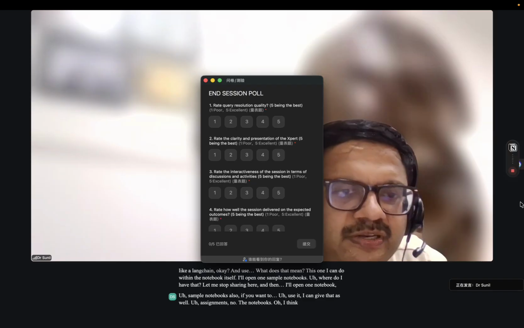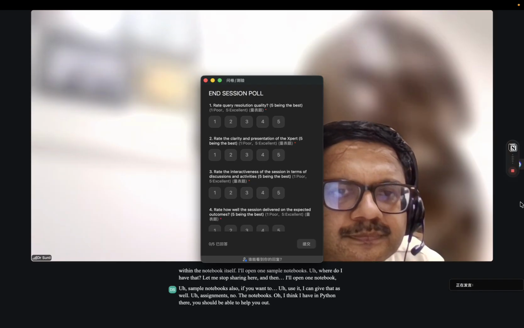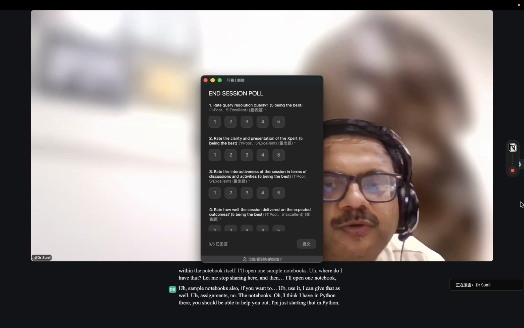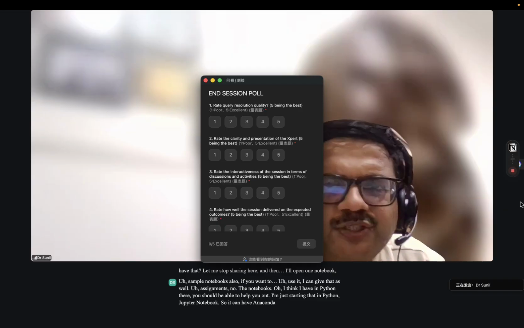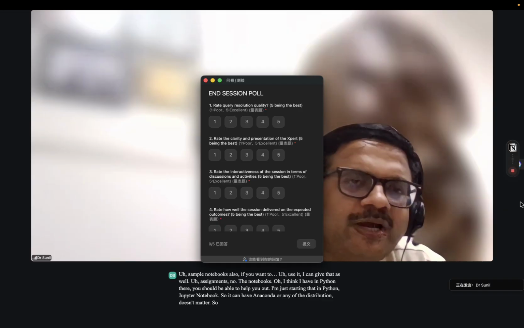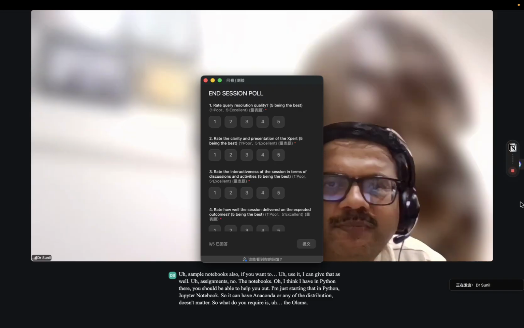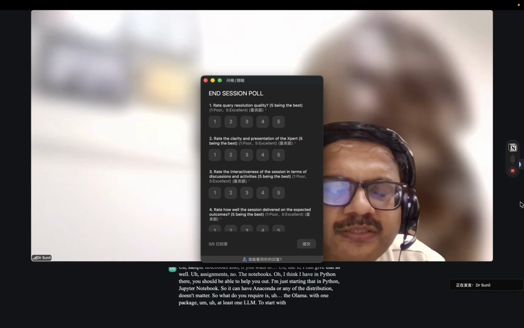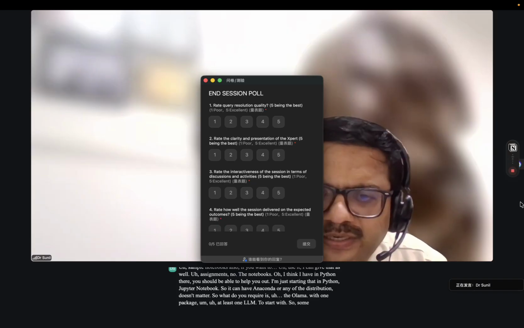I think I have it in Python. There it should be able to help you out. I'm just starting that in Python, Jupyter Notebook. You can have Anaconda or any distribution, it doesn't matter. What you require is Ollama with at least one LLM to start with. Okay, let me share my screen.